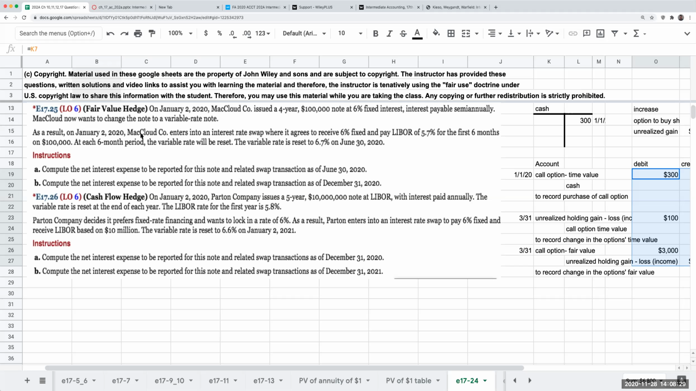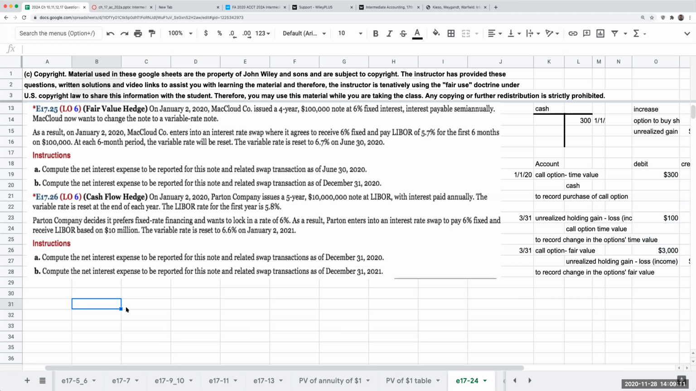So as a result, McLeod enters into an interest rate swap where it agrees to receive 6% fixed and pay LIBOR of 5.7% for the first 6 months on $100,000. At each 6-month period, the variable rate will be reset. The variable rate is reset to 6.7% on June 30th, 2020. Okay, so compute the net interest expense to be reported for this note and the related swap transaction as of June 30th, 2020. So let's go through and take a look at this.